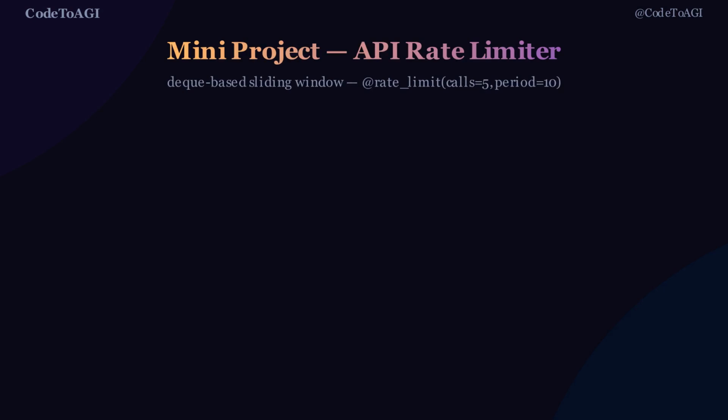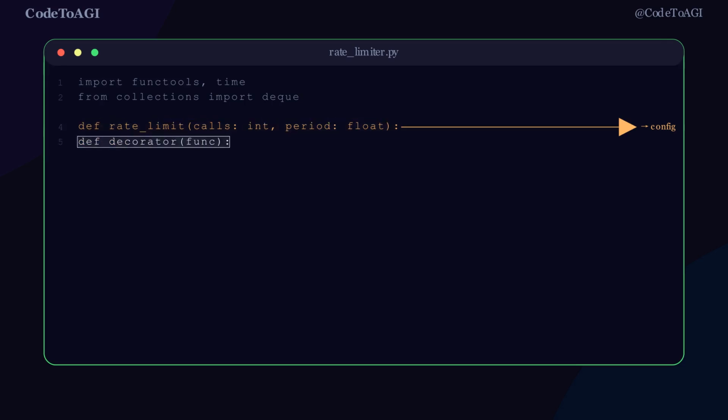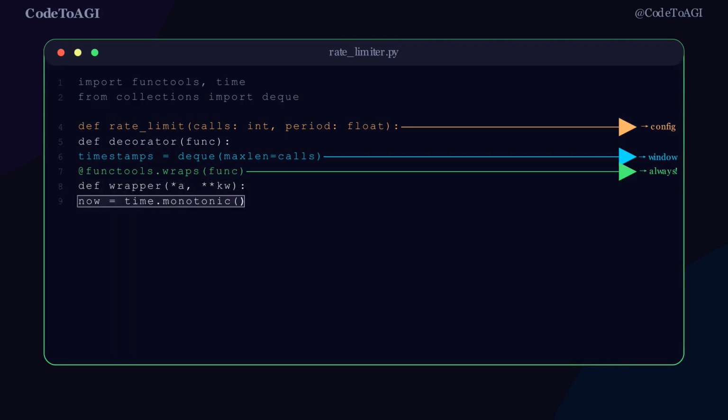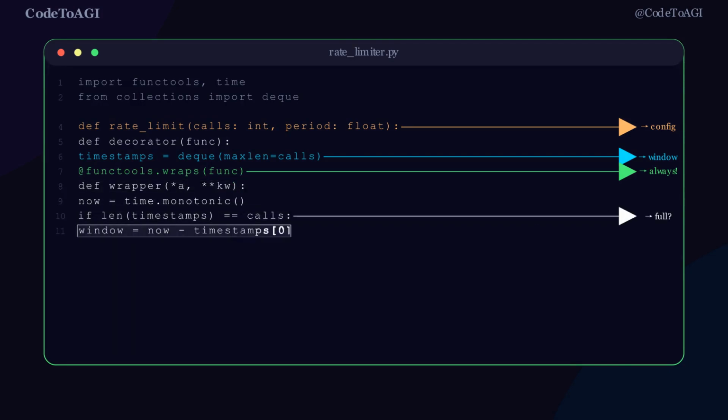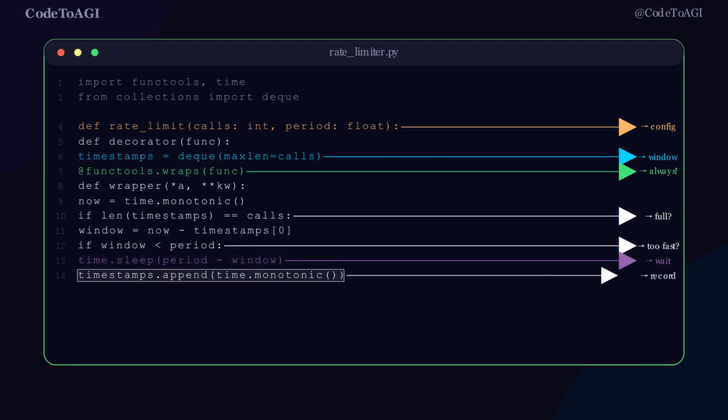Our mini project, an API rate limiter decorator. This is a pattern used in every production API client. Look at the code. We define a rate_limit decorator accepting calls and period in seconds. It keeps a deque of call timestamps with maxlen equal to calls.